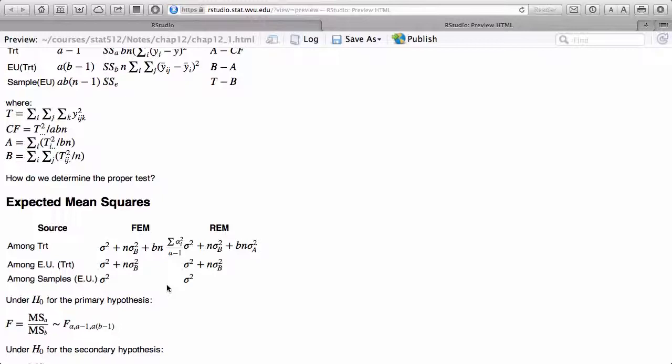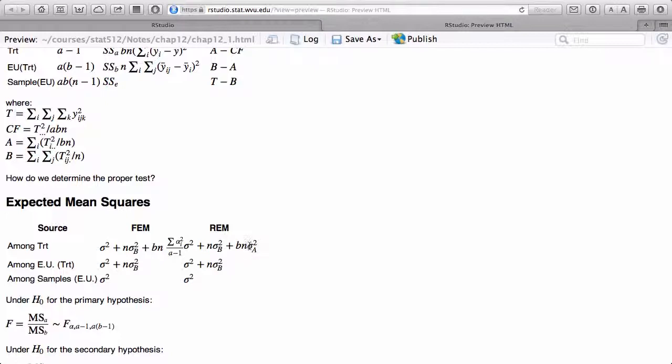So, what do you think I'm going to use as my error term for testing the treatment effect? Now remember, in the null hypothesis, I want the ratio to be 1 for the expected mean squares. Well, if the hypothesis, let's take the fixed effects. If all the alphas are 0, then this term drops out, right? And then these two are the same, so that ratio would be 1.